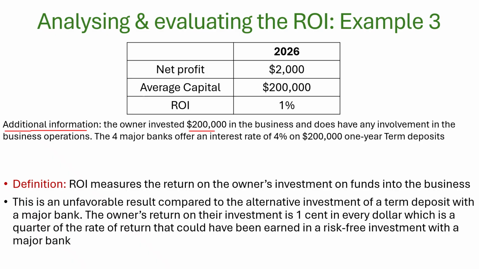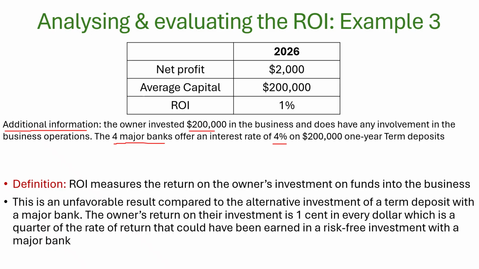And just as a very useful FYI, the major banks are offering an interest rate of 4% on a term deposit. So therefore, when we evaluate the ROI on this investment, we'd go, well, if the owner pulled out those 200,000 funds, they'd get quadruple the return in a risk-free investment, given there's no risk pretty much with banks. So economics students, you've learned all about opportunity cost. So the opportunity cost of investing $200,000 into the business is that loss of the extra 3% return, or $6,000 in terms of profit on an alternative investment.